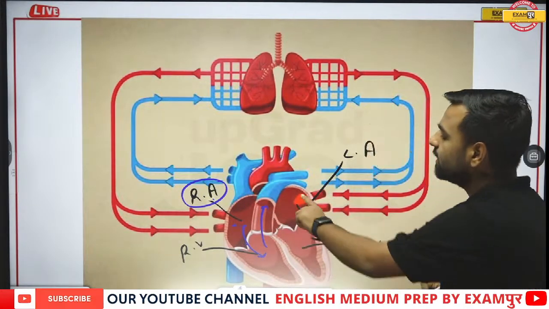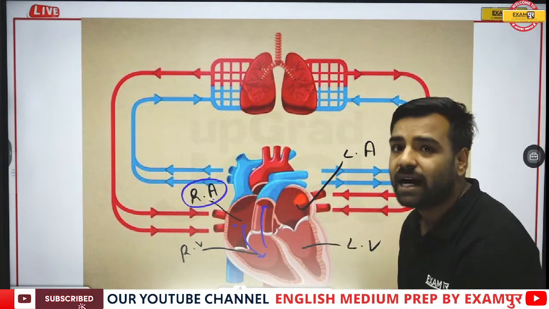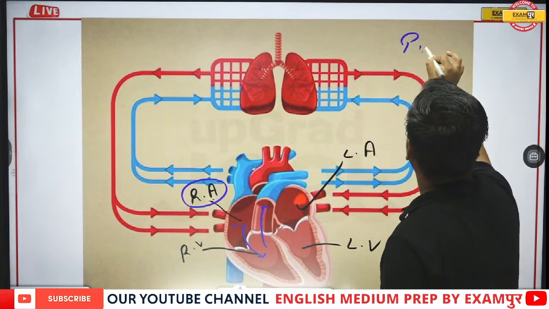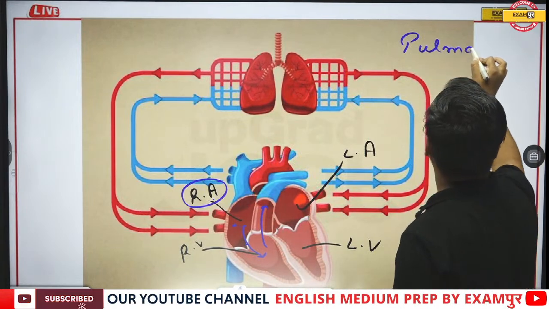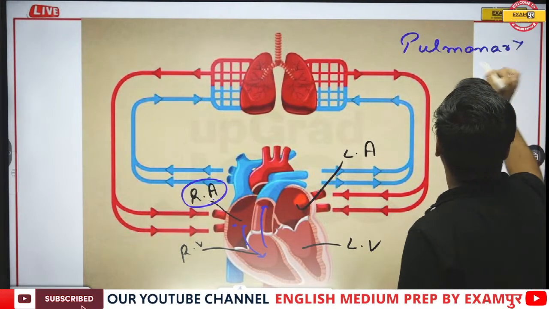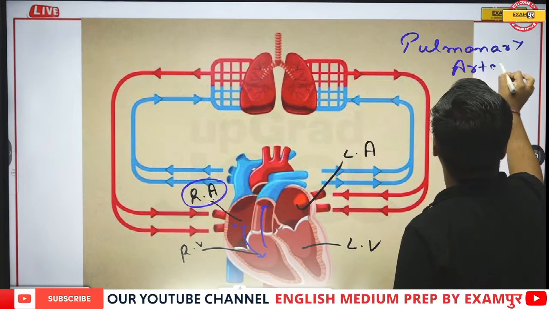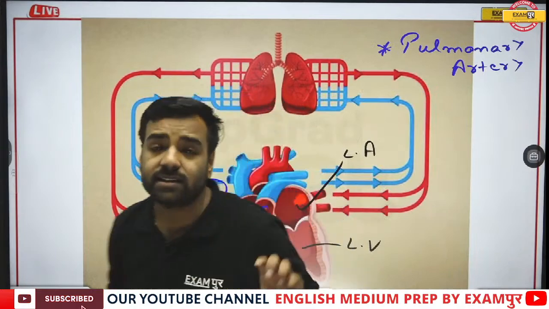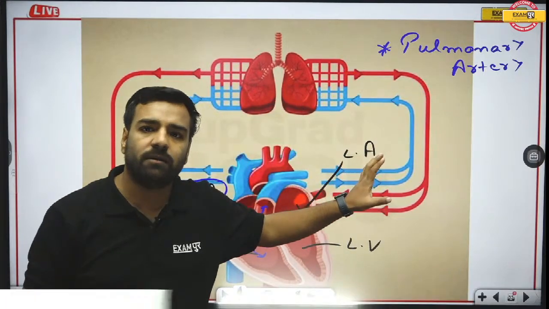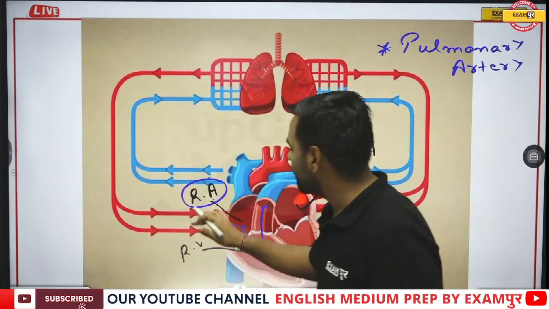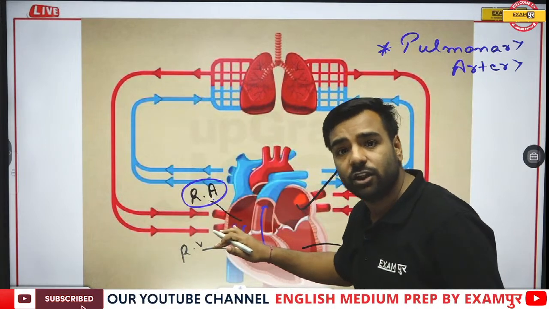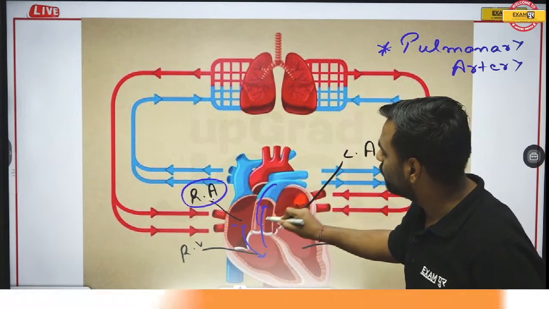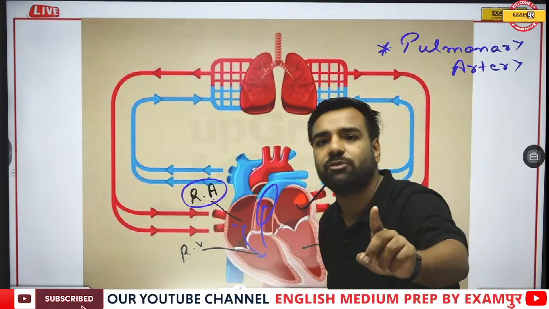Now, what is this? This is actually your pulmonary artery. Please remember this term, pulmonary artery. This is actually an exception. Why? We discussed that arteries always carry pure blood. But here we are getting impure blood, that is deoxygenated blood, and deoxygenated blood is taken by this artery, which is known as the pulmonary artery, the exception.